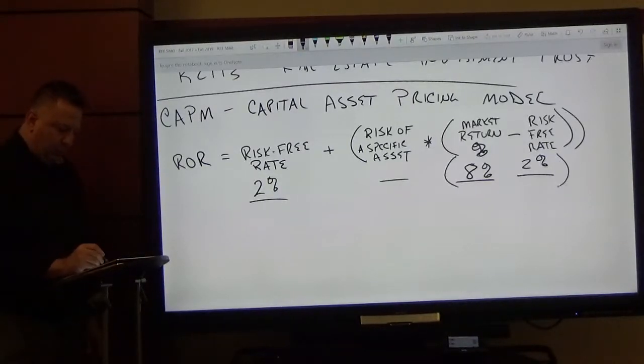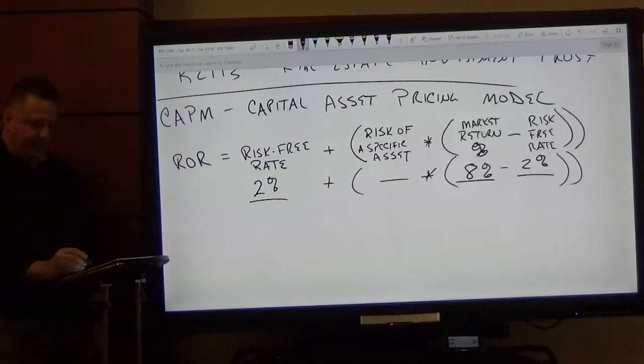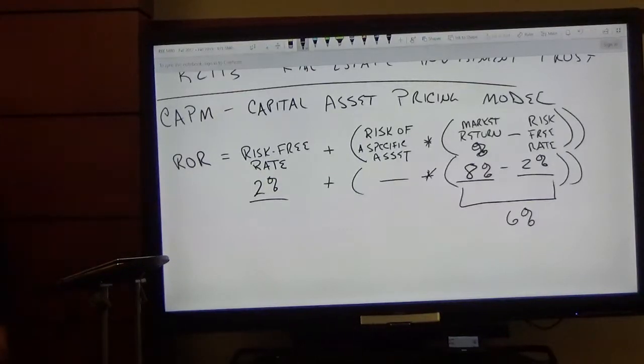So what that means is we still have a couple of missing variables, but we can solve at least one piece of this. The market return minus the risk-free rate, that's going to be 6%. Everybody with me? All right?